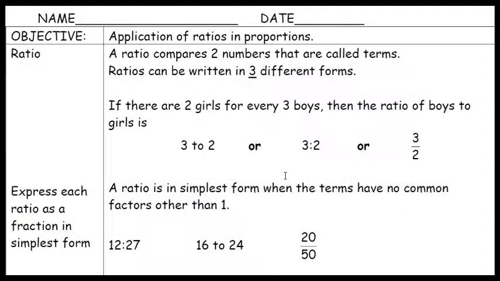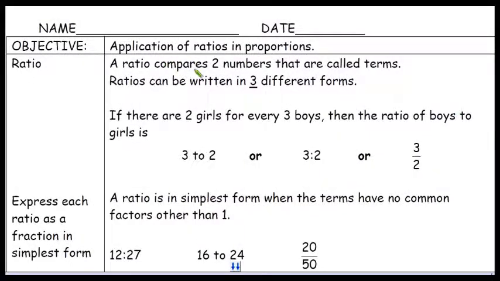Hi, in this video we're going to talk about ratios and all that this really means. A ratio is just something that compares two numbers that are called terms. Ratios can be written in three different forms. For example, we can write it with the word "to," we can write it with the colon, and we can write it as a fraction with a fraction bar. Okay, and this is the problem that we were writing as a ratio.